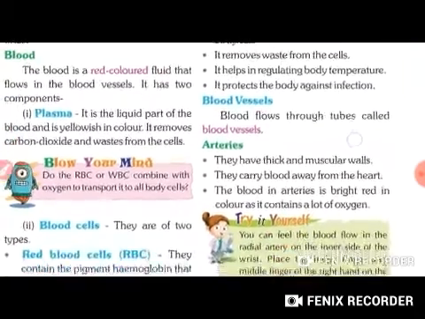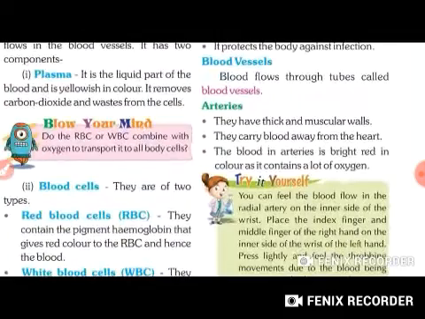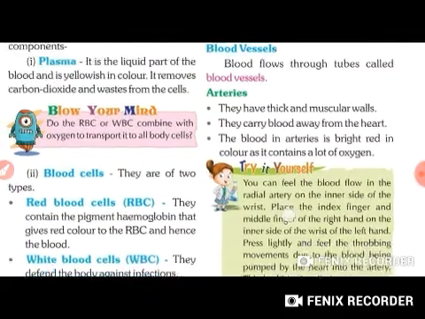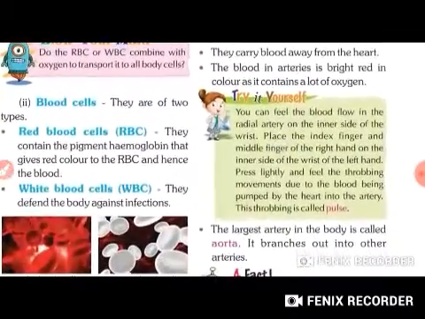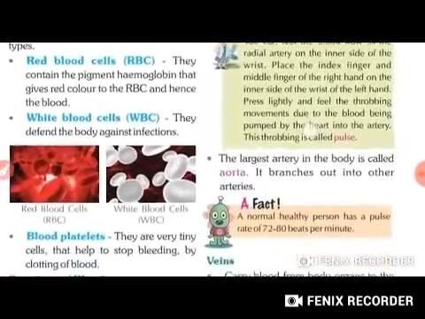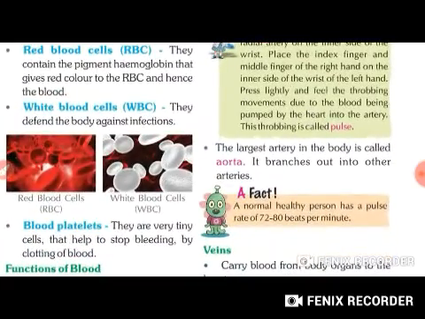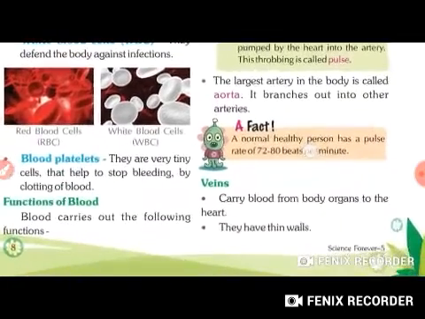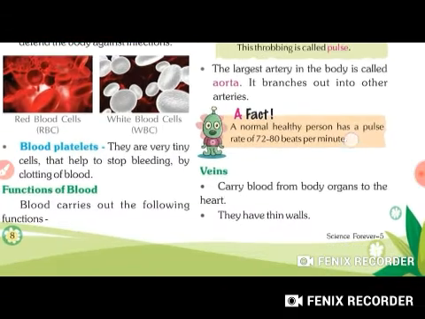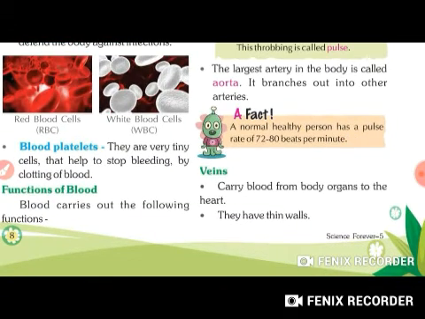Arteries. They have thick and muscular walls. They carry blood away from the heart. The blood in arteries is bright red in color as it contains a lot of oxygen. The largest artery in the body is called aorta. It branches out into other arteries. Vein. It carries blood from the body.